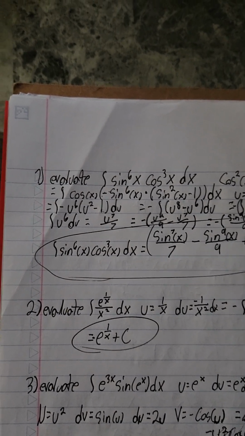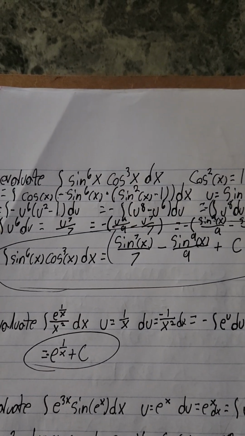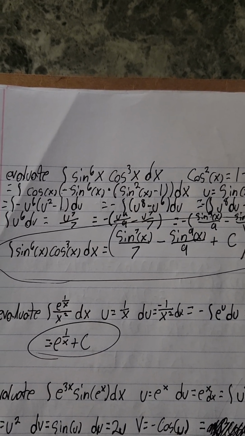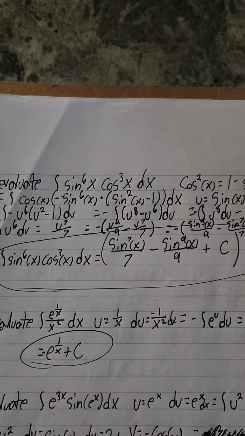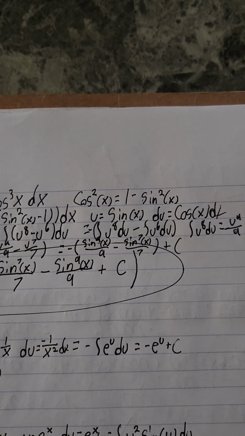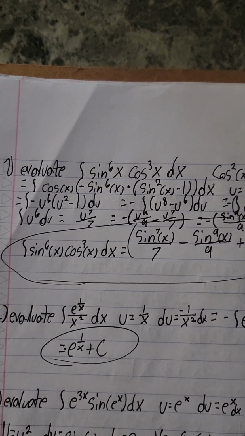Okay, this is homework sheet part 5, I believe. The problem is the integral of sine to the 6th x cosine to the 3rd x dx. The first step is to use your trig identities to turn the cosine squared into 1 minus sine squared x.